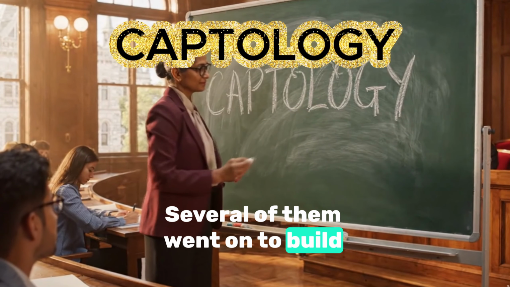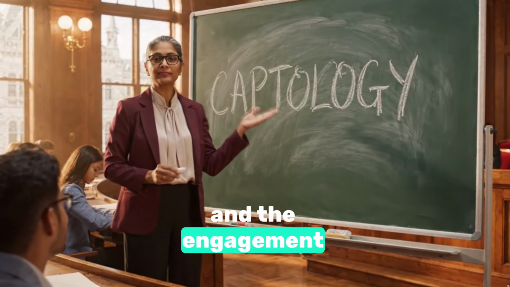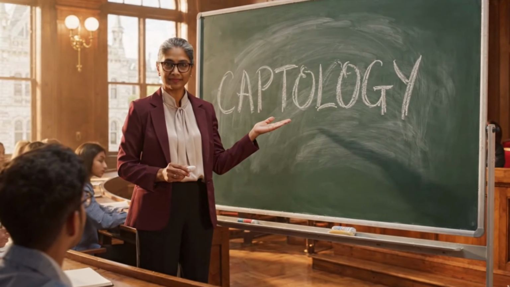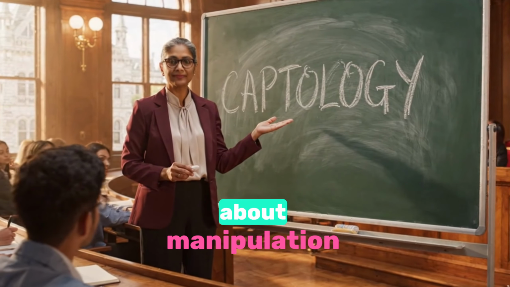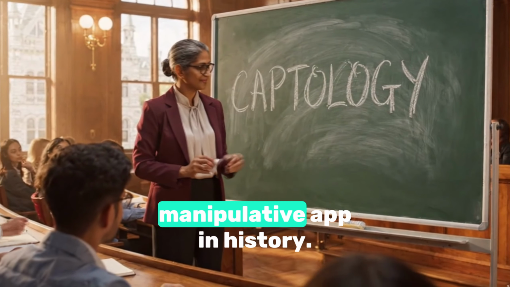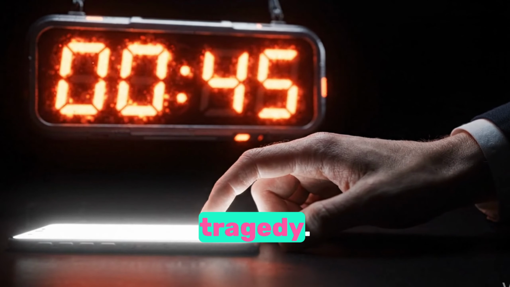Several of them went on to build the notification systems, the scroll mechanics, and the engagement algorithms at Facebook, Instagram, and eventually TikTok. The man who tried to warn the world about manipulation accidentally trained the people who built the most manipulative app in history. That is not irony. That is a tragedy.